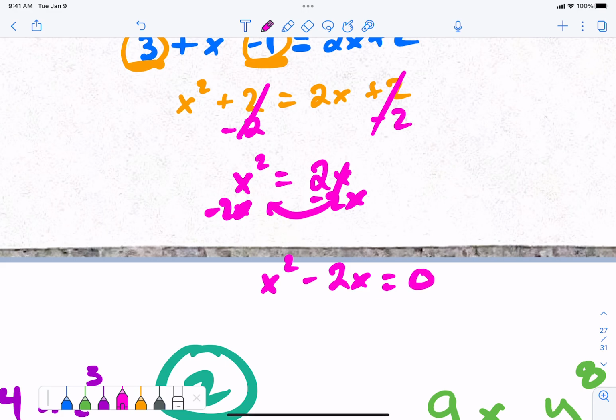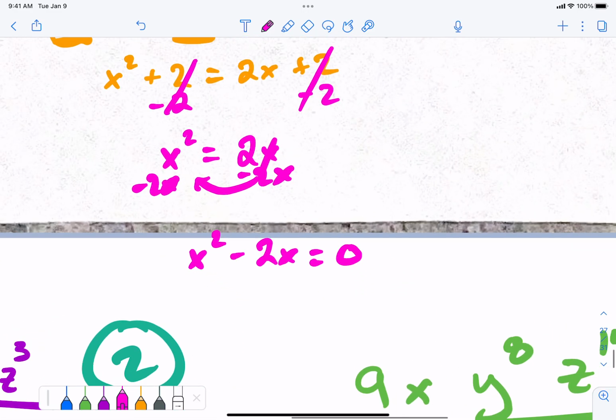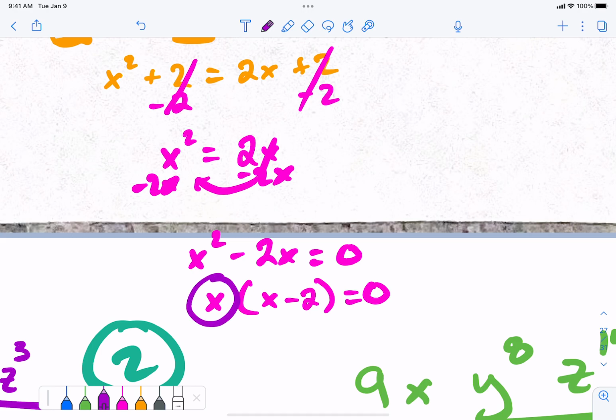Okay, and you can take out an x. Now you can take out an x like its greatest common factor, right? x times x minus 2 equals 0. Agreed? Does that work? Okay, we're so close to being done. Now what do we do? We got them broken down. Set them equal to 0. So x equals 0, that's this guy, and x minus 2 equals 0.